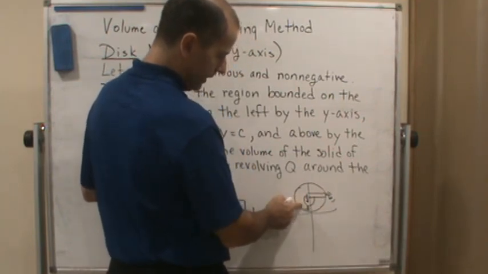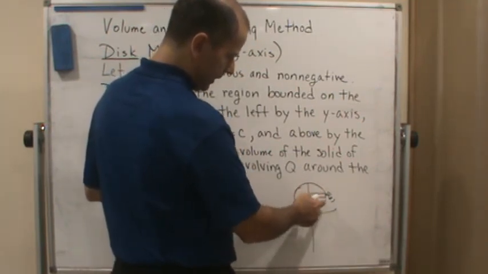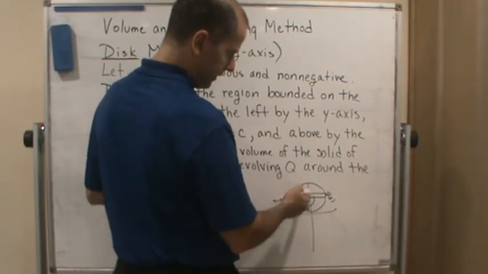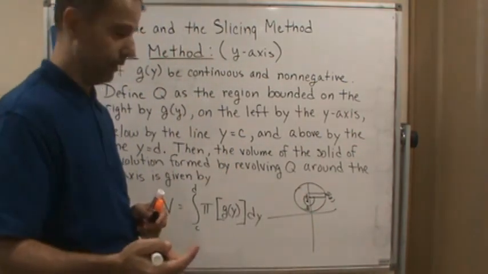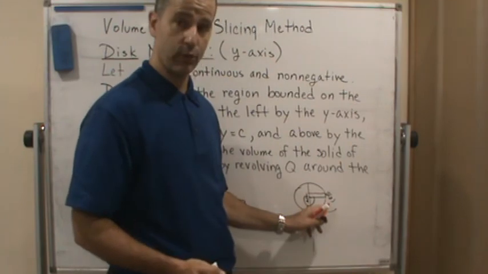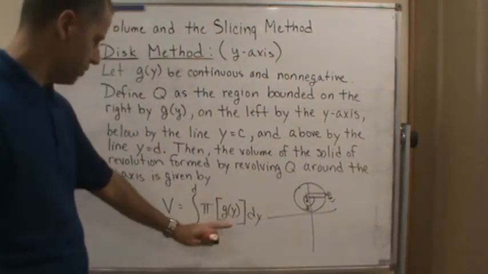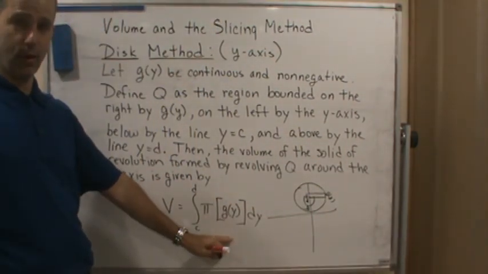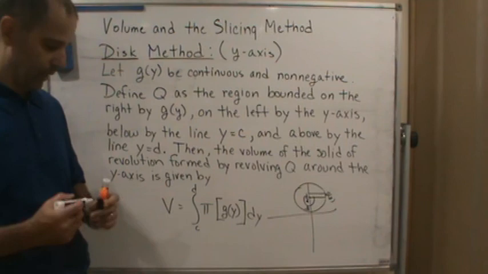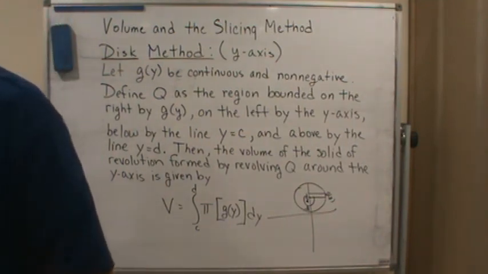Our width is dy. And so again, if we take the area formula, it's still pi r squared. In this case, r is now g of y. So it shouldn't be a surprise that we get to this formula by revolving about the y-axis. Okay? So we're going to do some examples, and I'll see you then.